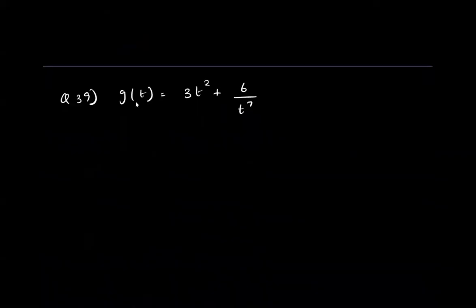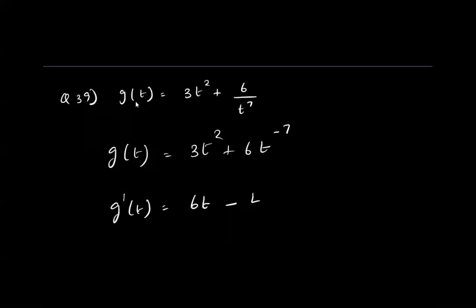Next one. I rewrite it like so. So 1 over t to the power of 7 can be rewritten as t to the power of negative 7. Then this derivative is nothing but 6t minus 42 t to the power of negative 8, and that can be rewritten like so. It's always a good idea to leave your answer with positive exponents wherever possible. And this will be your answer.